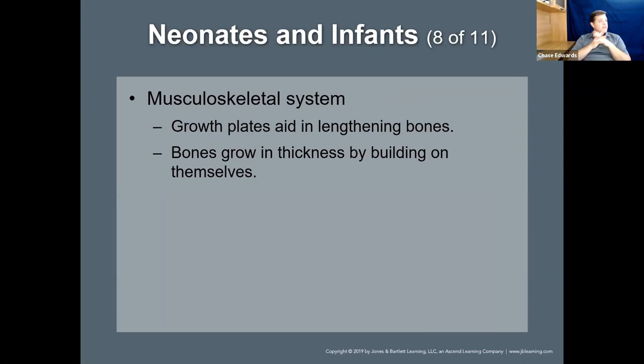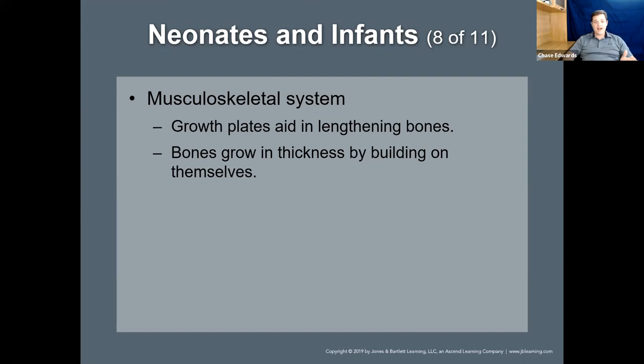All right, the musculoskeletal system. Growth plates aid in the lengthening of bones. What is another word for the growth plate? Does anybody remember that from human anatomy? They're located on either end of an infant's long bone, and they aid in the length of bones. Yep, the epiphyseal plate. That's right.